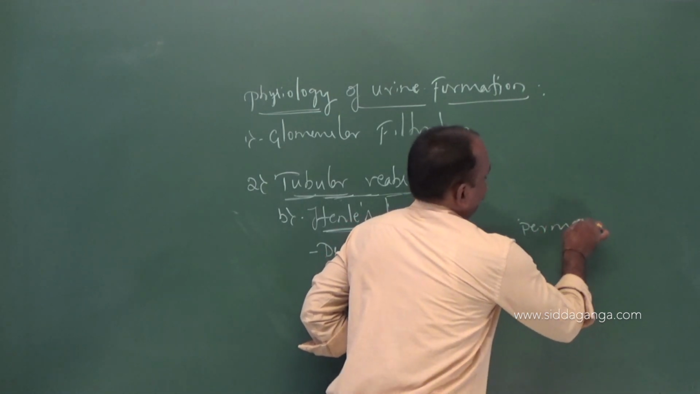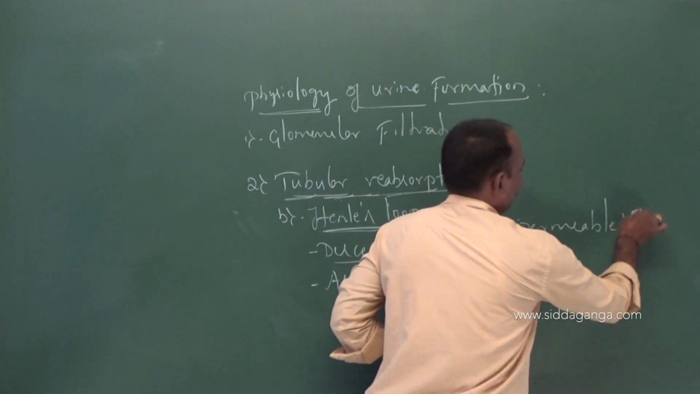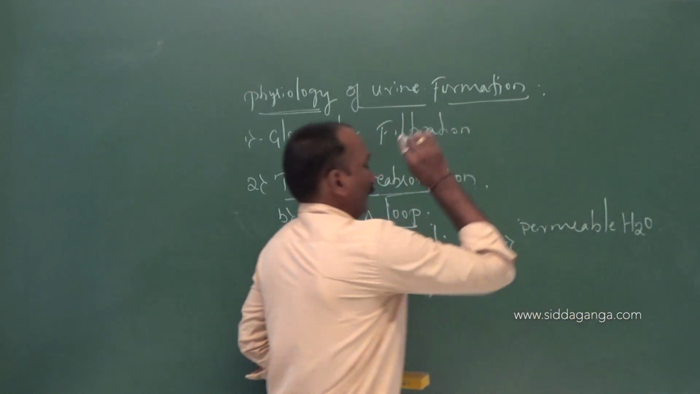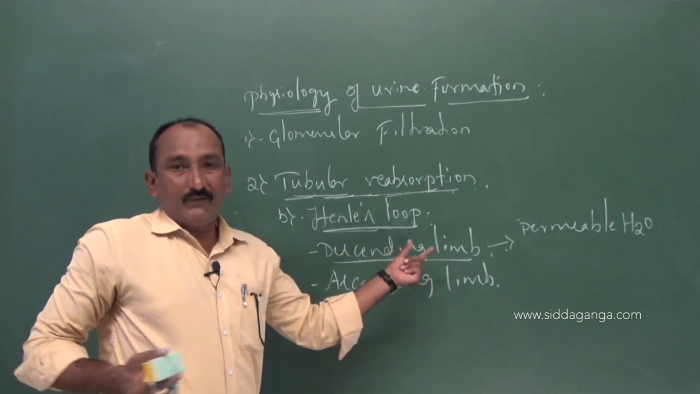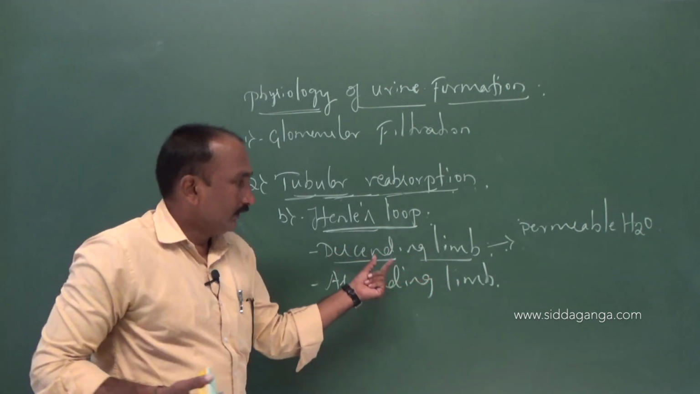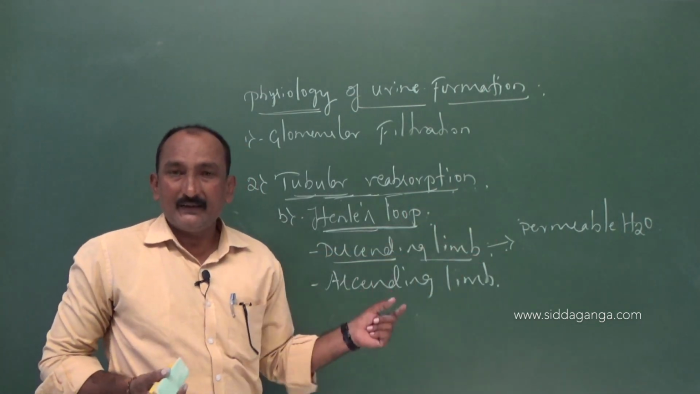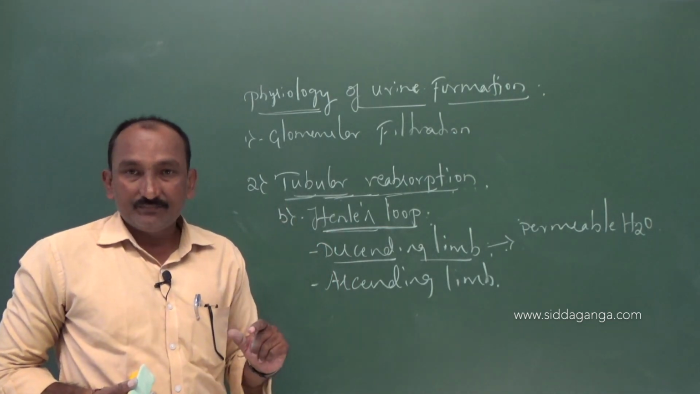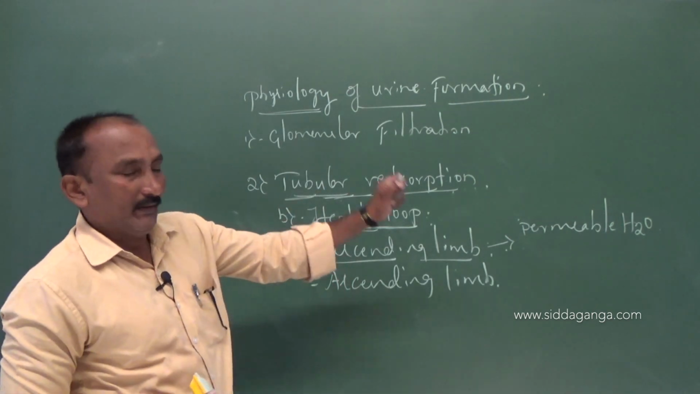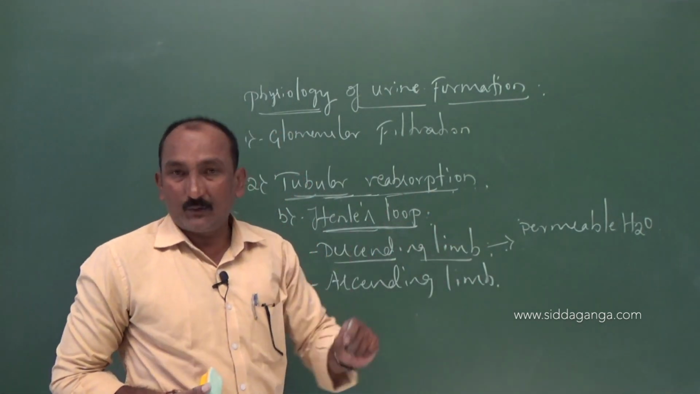permeable to water. You should know the nature of the descending limb. The descending limb is permeable to water. That means it allows the entry of water. It can permit the water to pass through it.